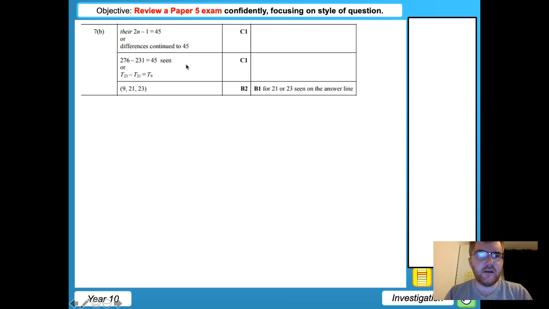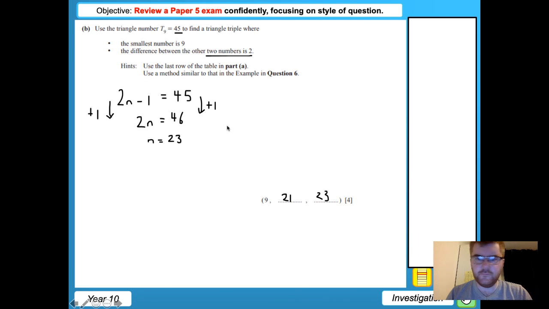Okay, so yep, you get the communication mark for the equation that I did basically, 2n minus 1 is 45, and solve, and then you get then the other. Yeah, so 1 mark for the equation, 1 mark for the actual 23 from this equation, and then substituting in to get 23 and 21. Again, if I was being really strict, I would have to say, okay, 23 is my larger number. I want the other difference to be 2, so I need to take 2 away to work out that this is correct. 9, 21, and 23.